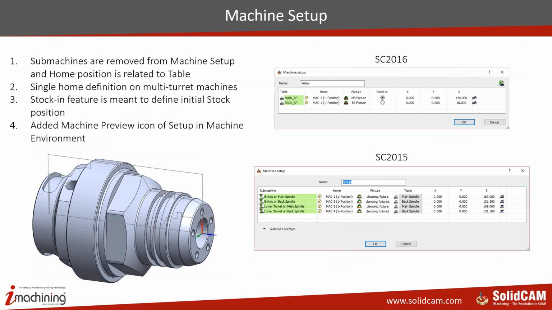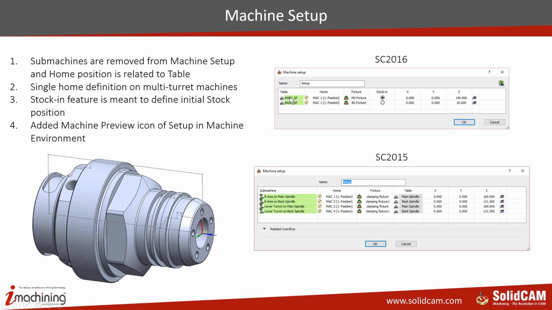I'll start with machine setup. On the right, I have put two pictures: what we have in SolidCAM 2016 and how it was in SolidCAM 2015. I'll explain from left to right. The very first thing you can see is that we deleted the submachine row, because our home positions are no longer connected to the submachine, but to the table itself.